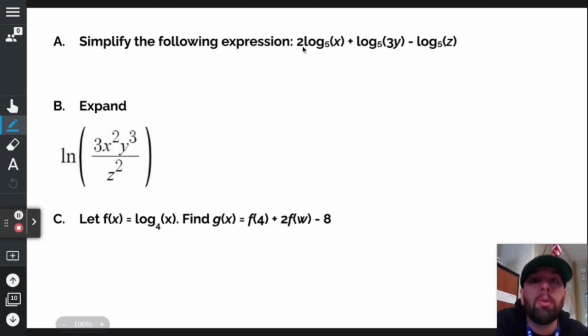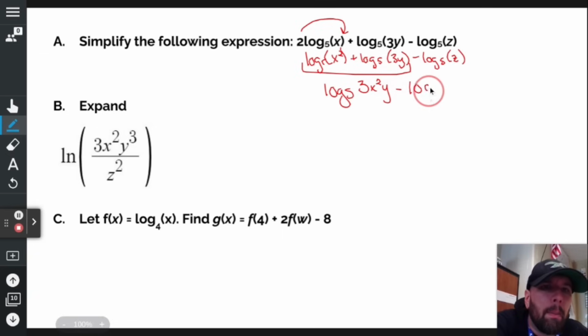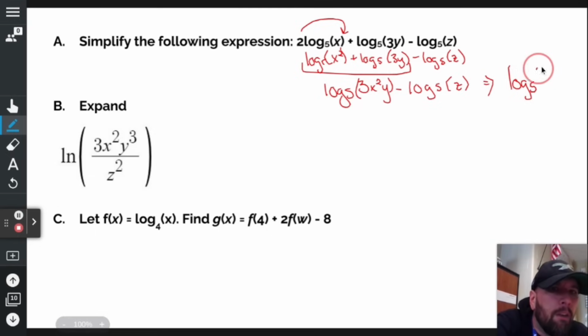Simplify the following expression: 2 log base 5 of x plus log base 5 of 3y minus log base 5 of z. First thing I have to do is deal with the exponent stuff. So now I have log base 5 of x squared plus log base 5 of 3y minus log base 5 of z. These two are being added, so I'm going to multiply the insides. Log base 5 of 3x squared y minus log base 5 of z. Well, that is subtracting, so I'm going to divide the insides. I'm going to end up with log base 5 of 3x squared y over z.